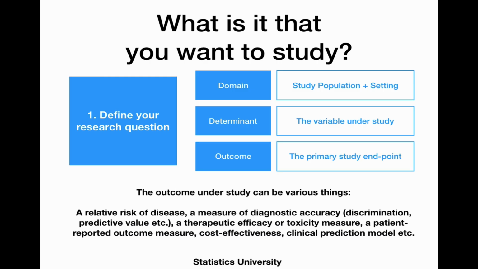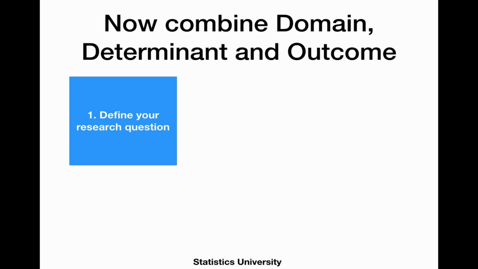And the third component of the research question is the outcome. So that's the primary study endpoint that you're interested in. And this could also be many things, among which a relative risk of disease, a measure of diagnostic accuracy, a therapeutic efficacy, or a toxicity measure of a treatment, a patient-reported outcome measure, cost effectiveness, a clinical prediction model, and many other things. Now, by combining these three things, we can define our research question.